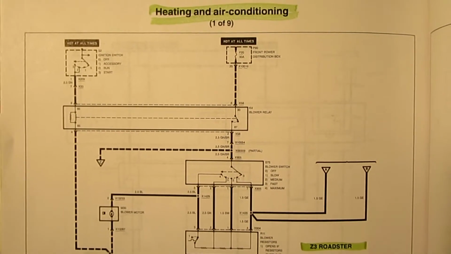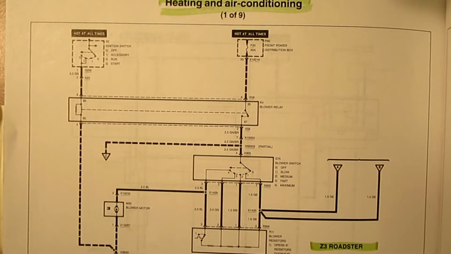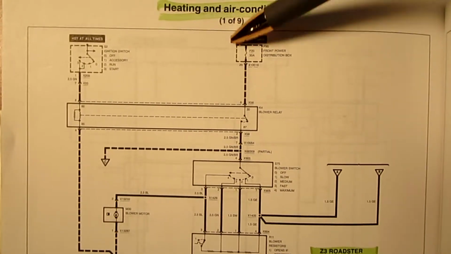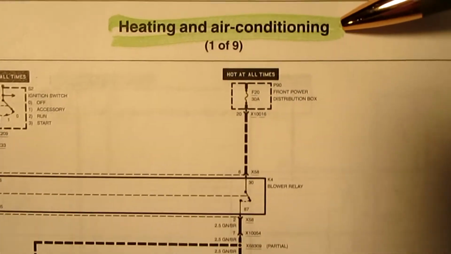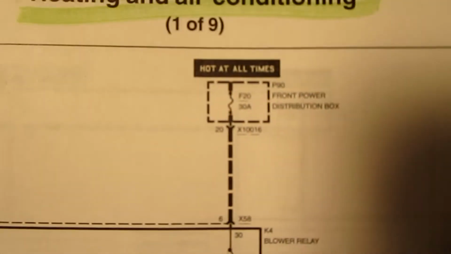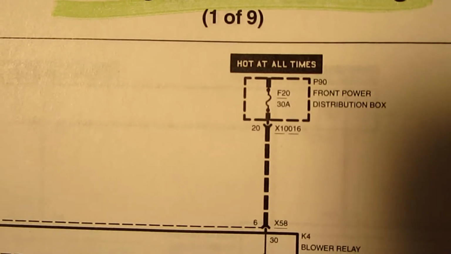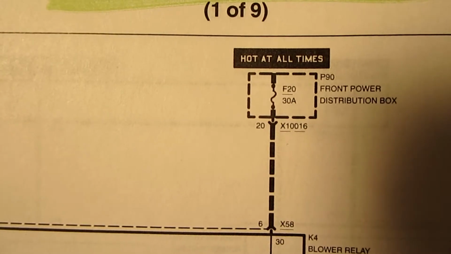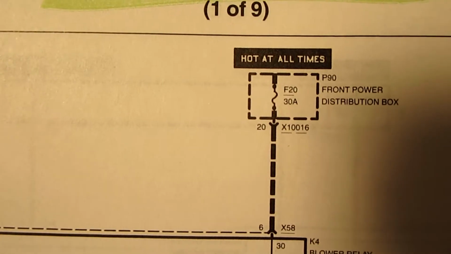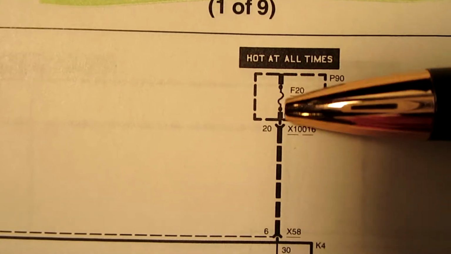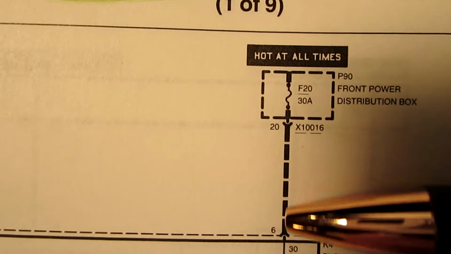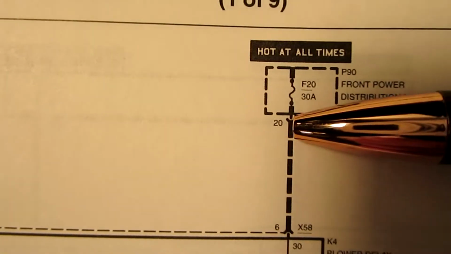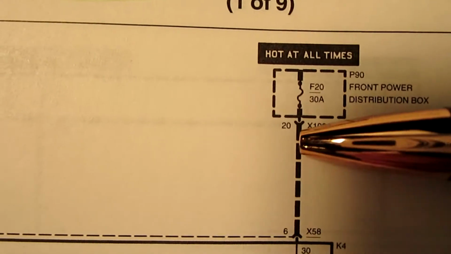So my approach then is to first check out this F20 fuse. It's a 30 amp fuse in the P90 fuse relay box, which is in the engine compartment, and I'll test that to make sure it's a good fuse. If it is, that means that this line here should be hot, battery hot.